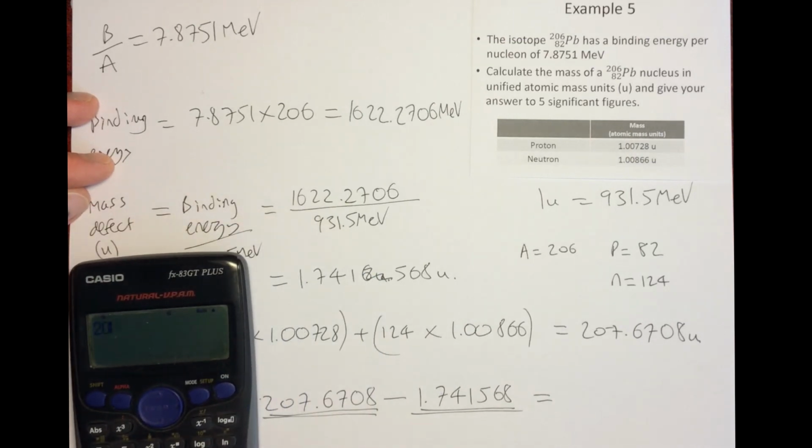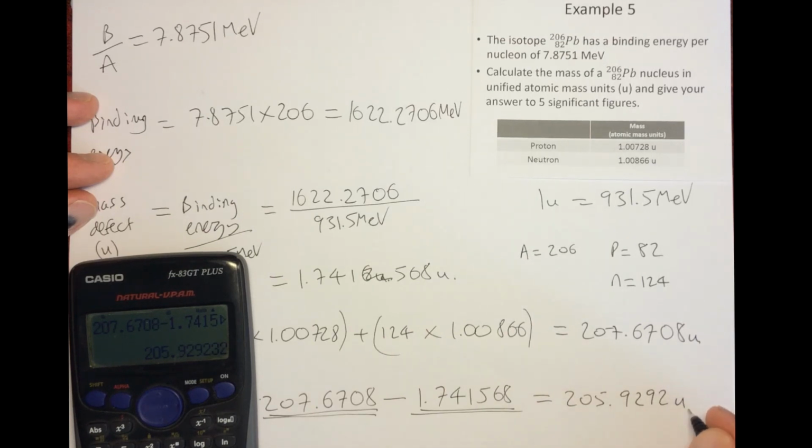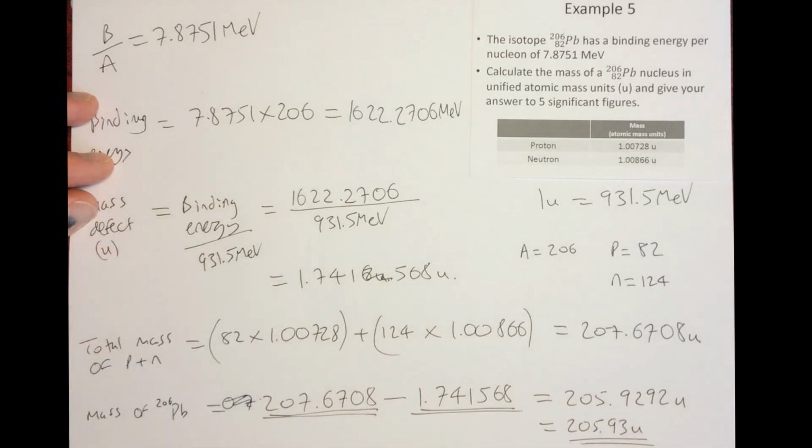It's 207.6708 minus 1.741568, and that gives us 205.9292 U. Now to 5 sig fig, that's 205.93 U. And that makes sense because if you think about it, remember some of the mass is converted into energy when these nucleons combine to form this nucleus. Okay, so that's example 5.